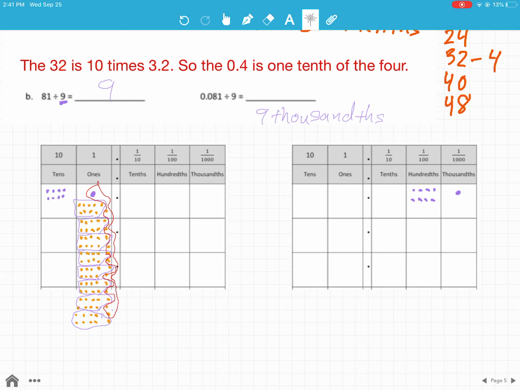1, 2, 3, 4, 5, 6, 7, 8, 9. All right, so that's 9. Same thing's going to happen over here. The same thing's going to happen. I would not do this. No way. Too much work.